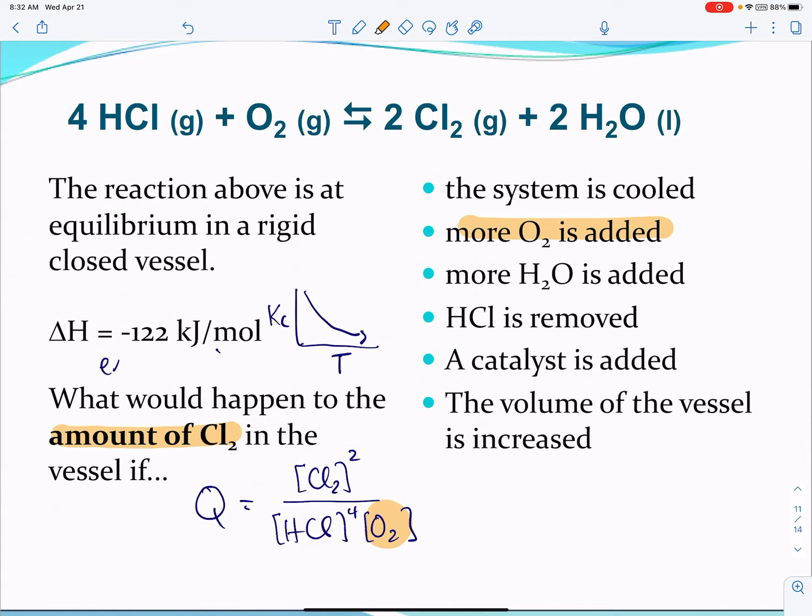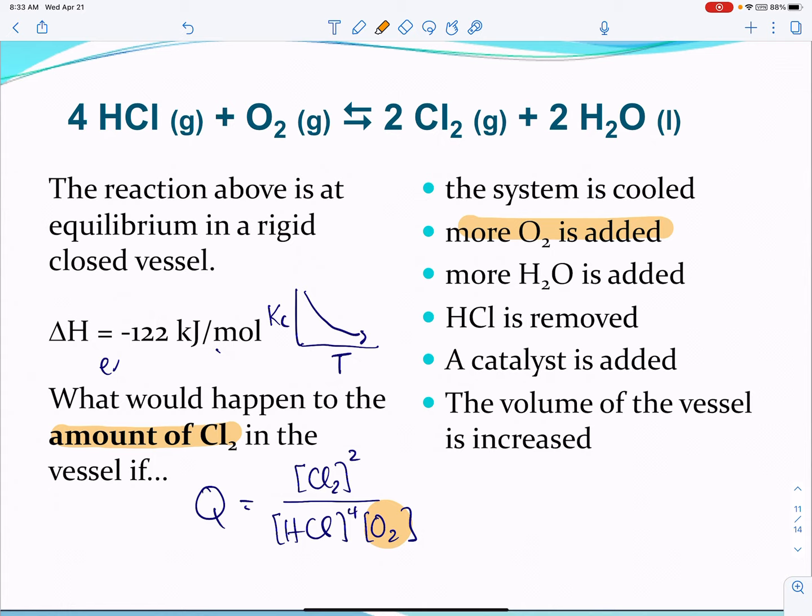So check your answer. Did you put the following statements? Did you say that more oxygen added will cause the oxygen's concentration to increase? Did you point out that Q will decrease because oxygen's in the denominator? Did you mention that Kc doesn't change because the temperature didn't change? Did you say that Q is now less than Kc? It'll cause a forward shift in equilibrium and therefore produce more chlorine.